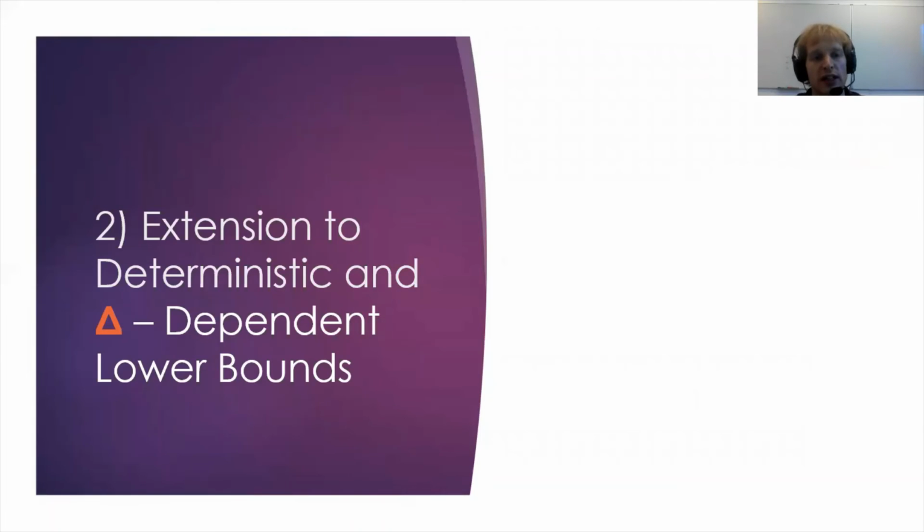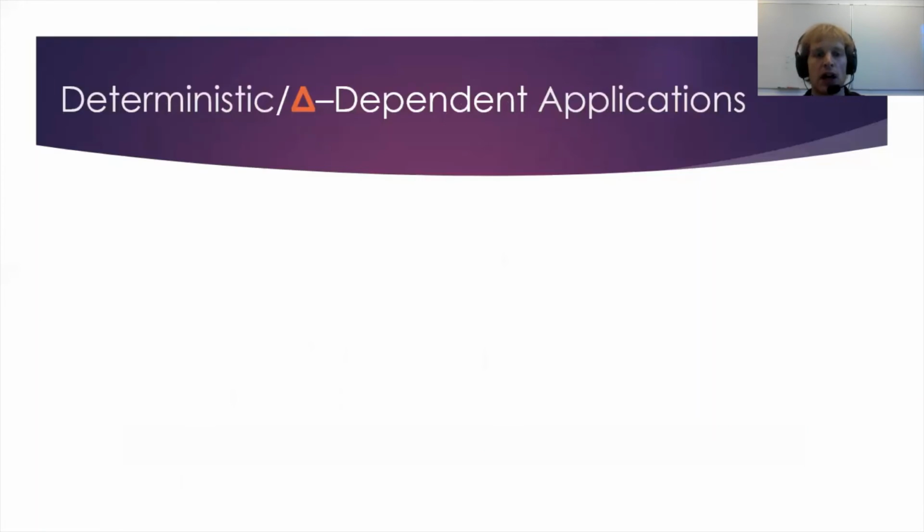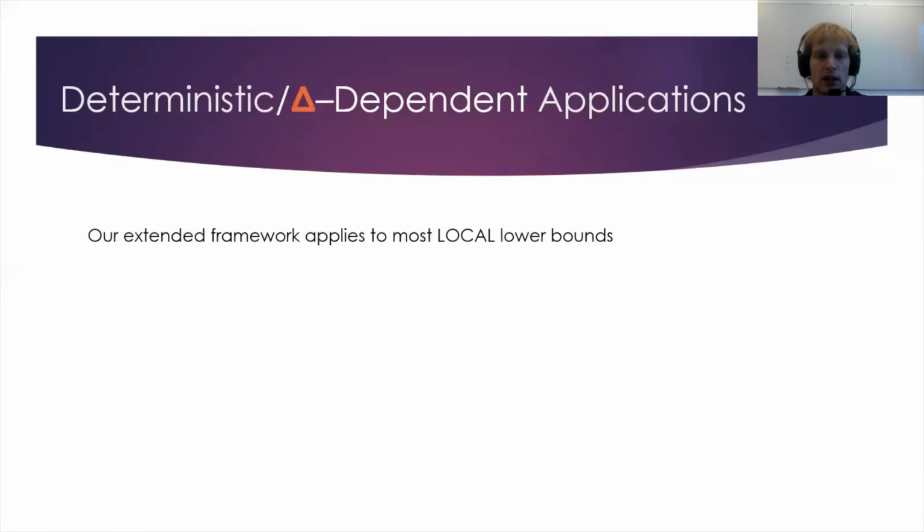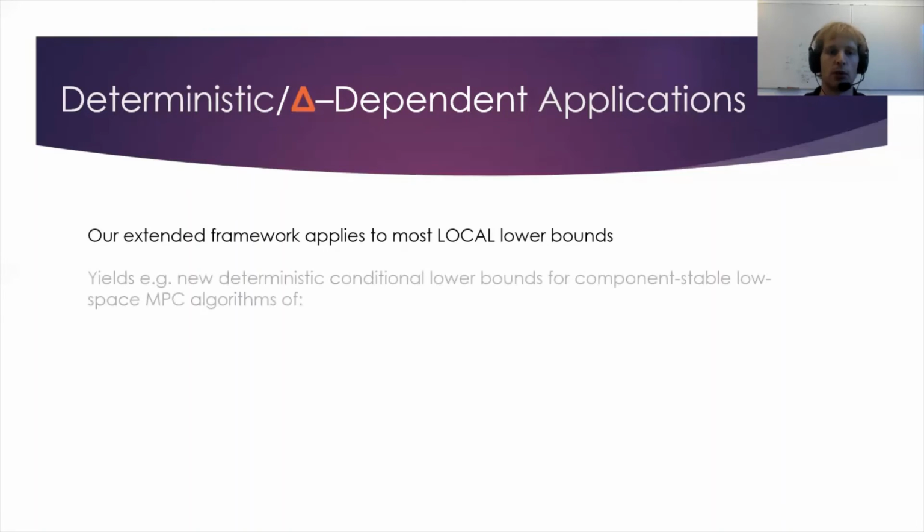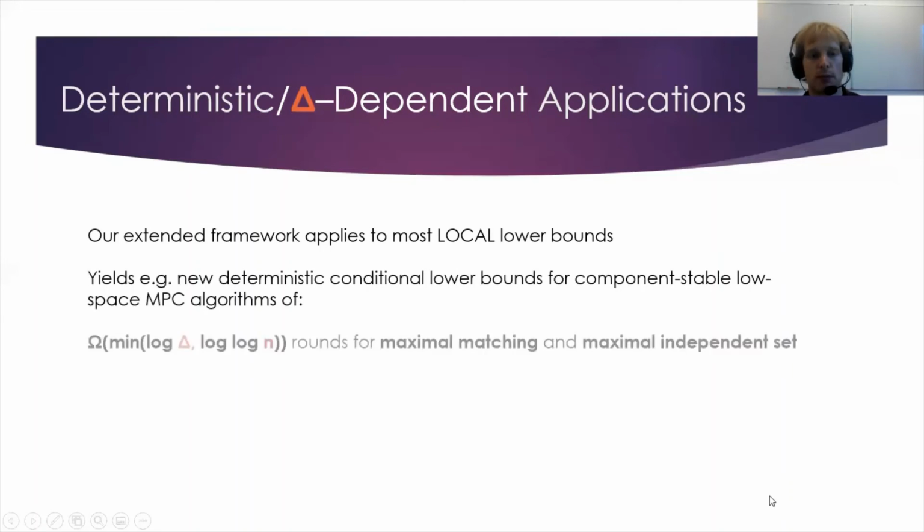Okay, while doing so, we make some extensions to the framework. So we also extend it to allow deterministic lower bounds and lower bounds that depend on the maximum degree. And I'll just list some of the deterministic lower bounds we get as a result of this. So for example, we can get deterministic lower bounds for maximal independent set and maximal matching based on a very nice recent paper of Balliu et al.